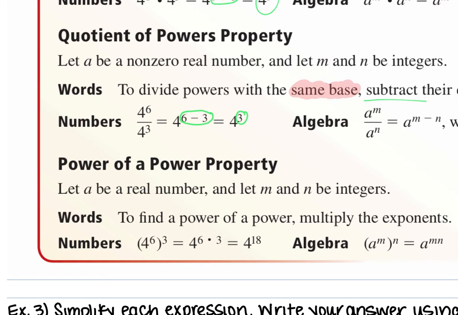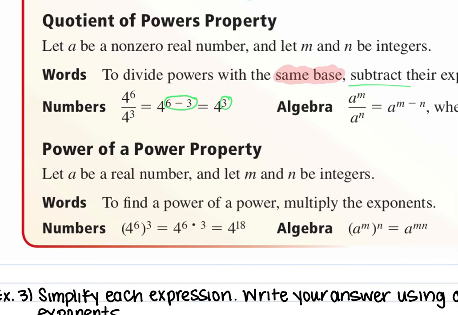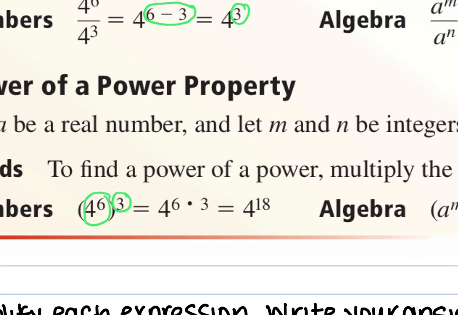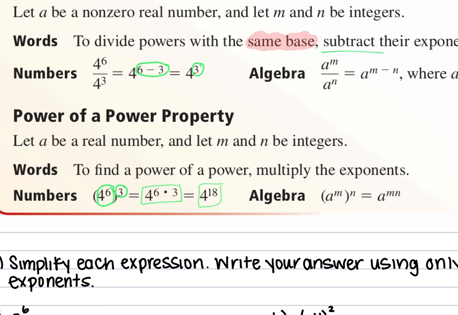And last one, if we have a power of a power property, okay? So if we have an exponent, for example, 4 to the 6th, and it's raised to the 3rd, right? That becomes 4 to the 6th times 3. We multiply the exponents, and we get 4 to the 18th. That is a power raised to a power, okay? So if you have a power raised to a power, then you are multiplying the exponents, okay?